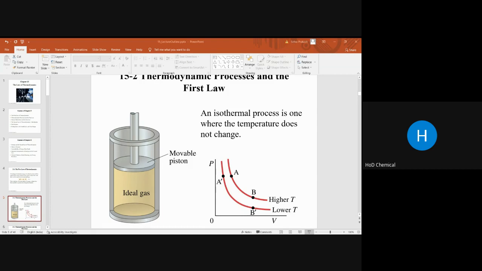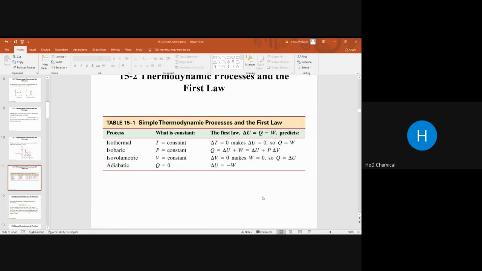Now the next one is the adiabatic process. In the adiabatic process, Q equals 0. The first law of thermodynamics equation becomes delta U equals minus W, where W is the work. So theoretically, in the adiabatic process, Q equals 0 and delta U equals minus W.